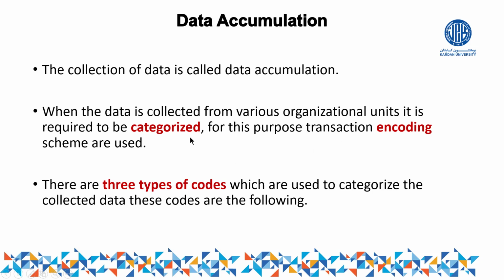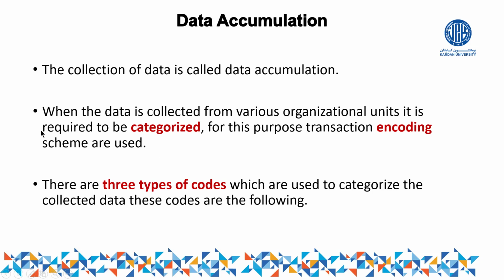So first of all, we should categorize it. For example, whether the data which we collected is from the finance department, from the marketing department, or from this department or that department. And of course, we have to properly encode it as well. It means we should use a proper code, for example, this code shows that the data is received from this department, and this code shows that data is received from that department.